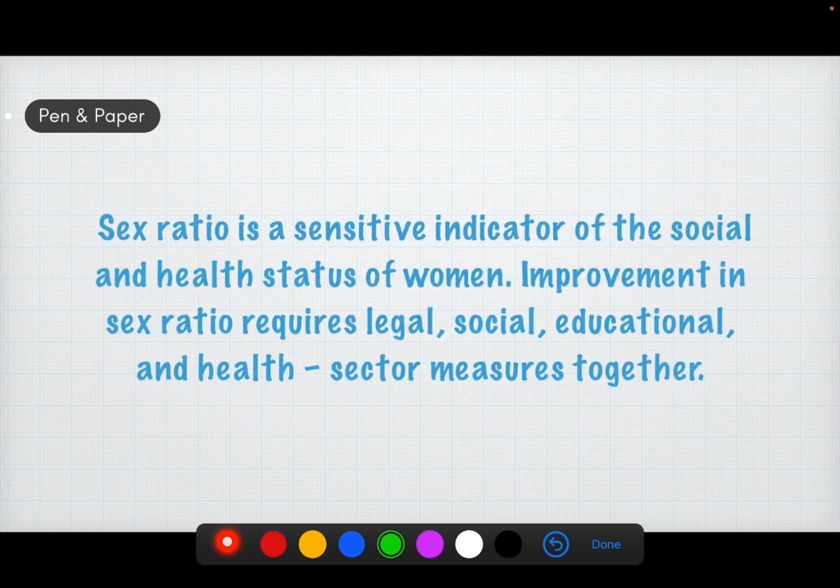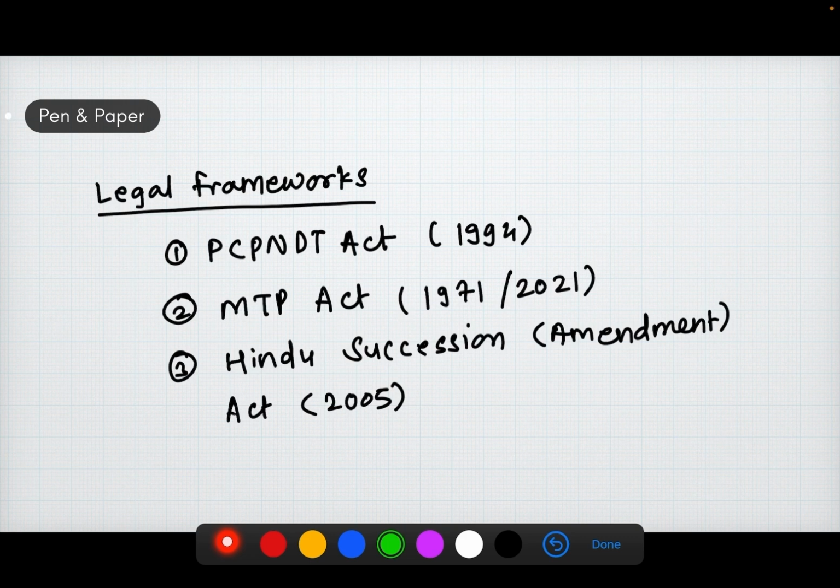Sex ratio is a sensitive indicator of the social and health status of women. Improvement in sex ratio requires legal, social, educational and health sector measures together. Also, you can write these legal frameworks in the exams.